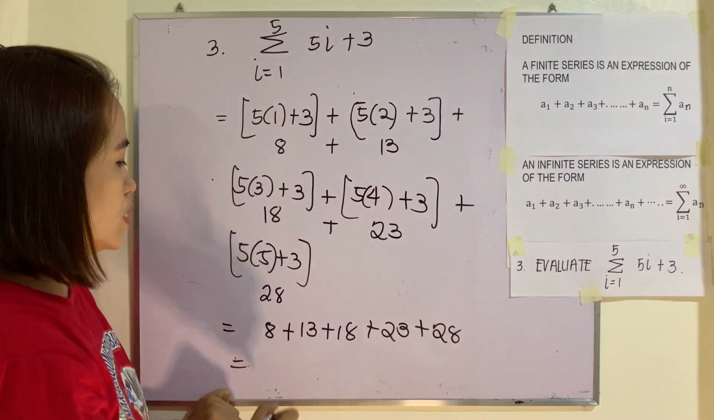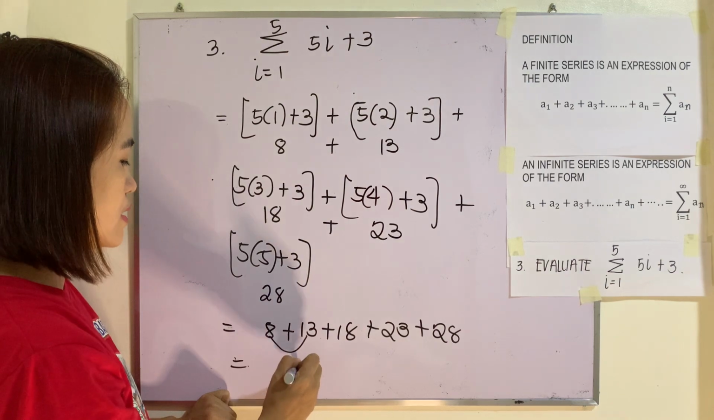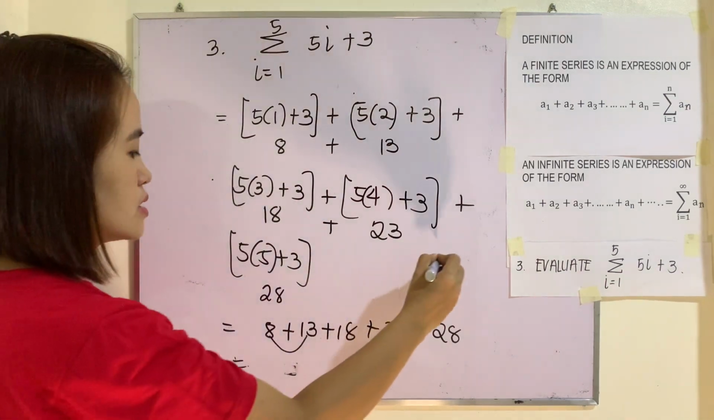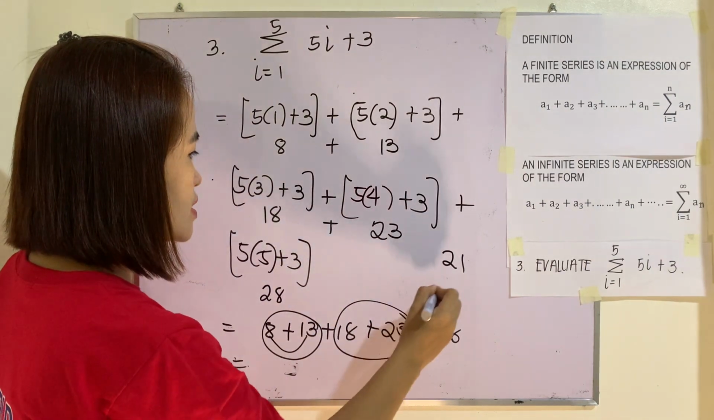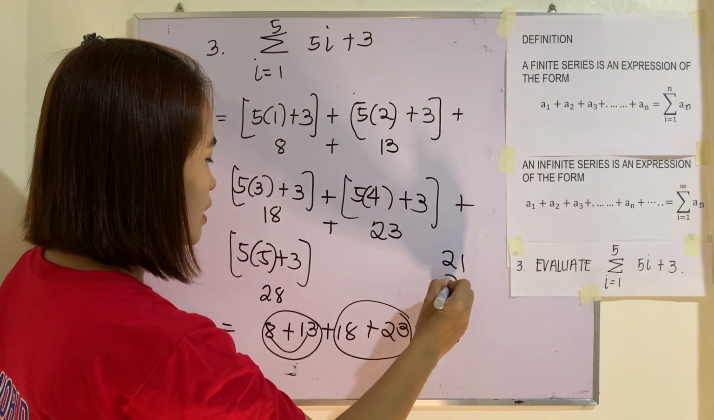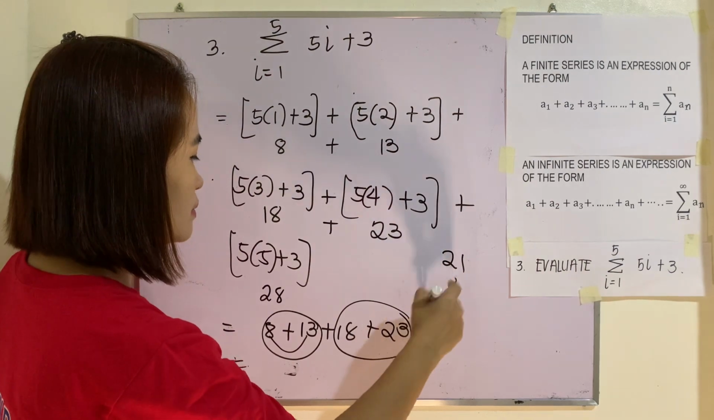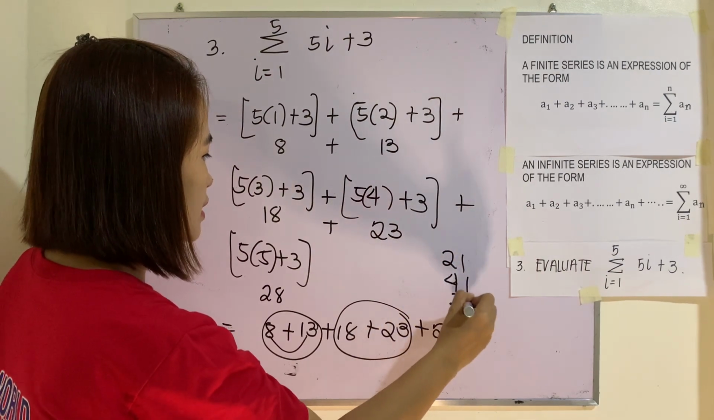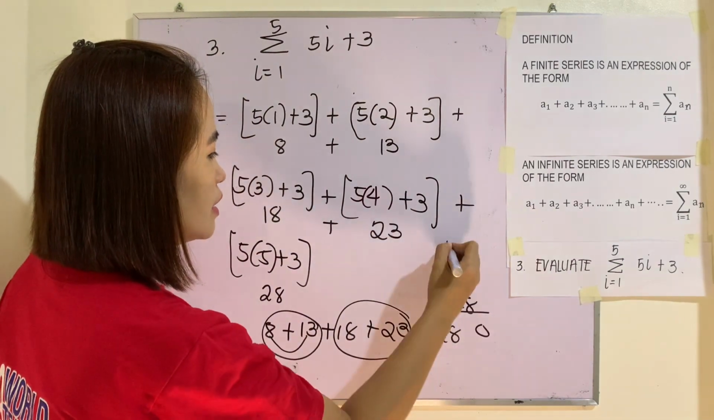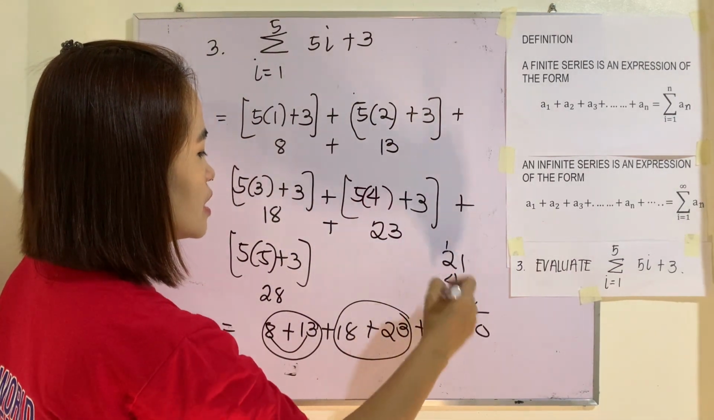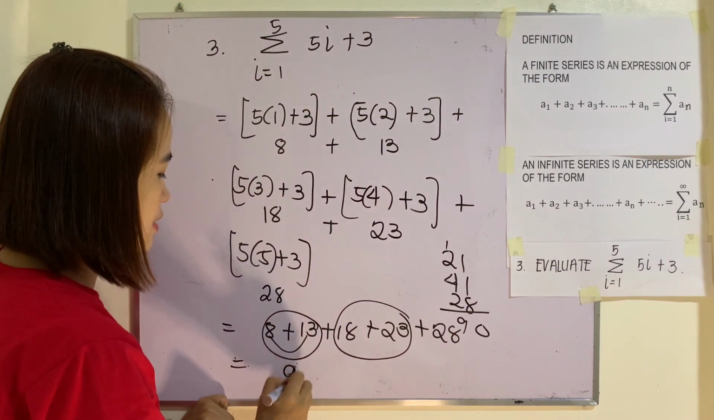So this is equal to, this one is 21. This one is 41. And this is 28. Again, this one is 41. So we have 10, carry 1, we have 2, 4, 6, 8, 9. So we have 9 here.